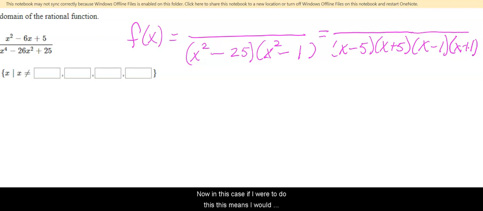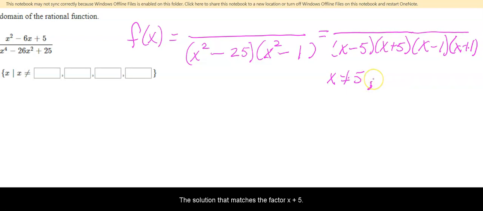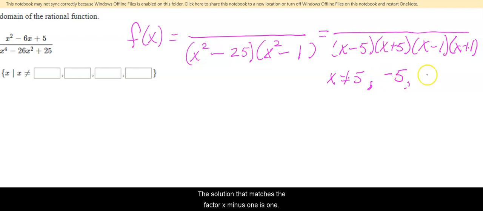Now in this case, this means I would need to throw out the solutions that match each of the individual factors. The solution that matches x minus 5 is 5. The solution that matches the factor x plus 5 is negative 5. The solution that matches the factor x minus 1 is 1, and the solution that matches the factor x plus 1 is minus 1. Now that I have these, I can go ahead and throw those out of the domain.